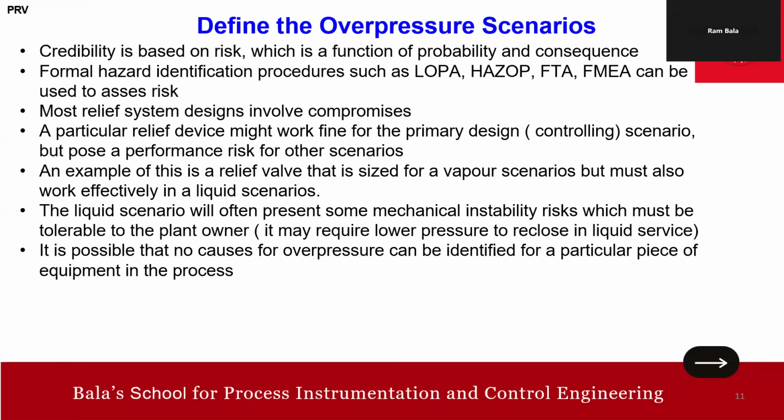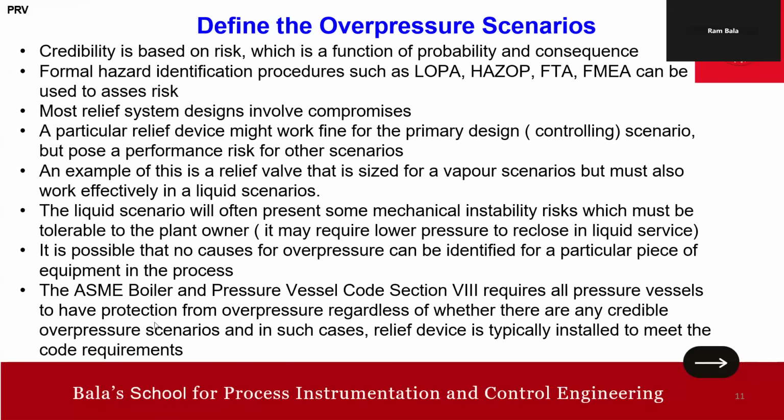Okay, it is possible that no causes for overpressure can be identified for a particular piece of equipment in a process. When we do the identification, it is possible that no causes for overpressure can be identified. But the ASME Boiler and Pressure Vessel Code Section 8 requires all pressure vessels to have protection from overpressure, regardless of whether there are any credible scenarios. So a relief device is to be installed for all pressure vessels as per this code. So these are the steps for defining the overpressure scenario.